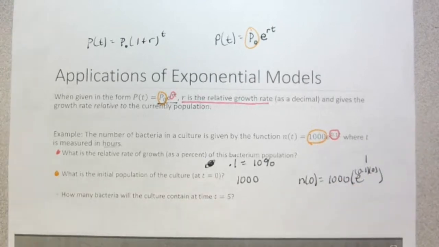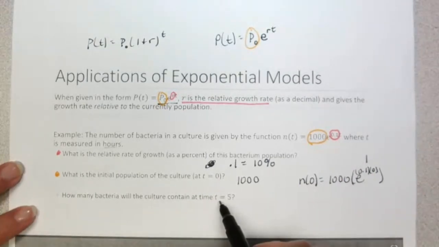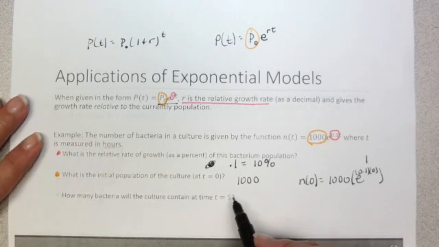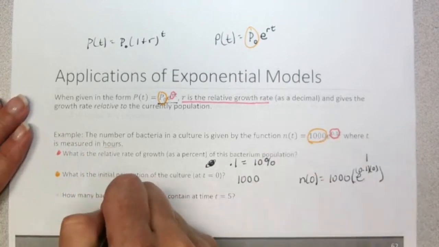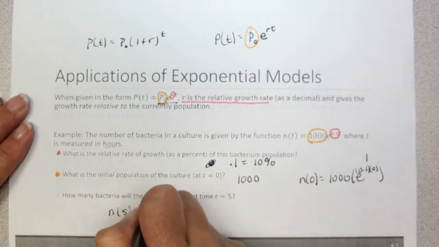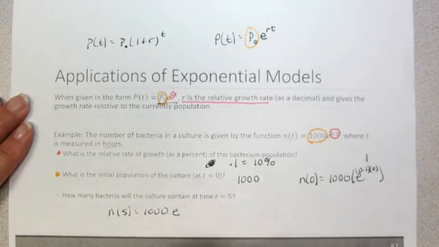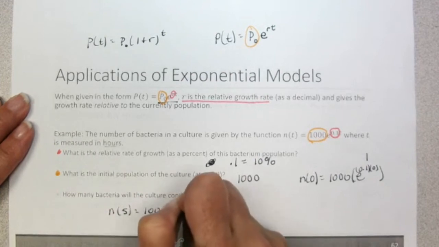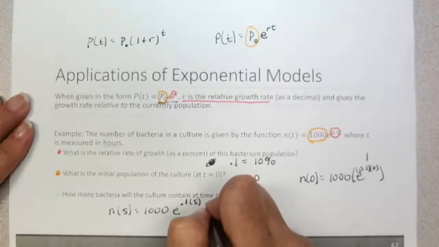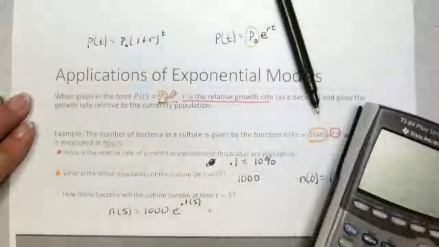All right, the last question here: how many bacteria will that culture contain at t equals 5 hours? After 5 hours, we're going to find n of 5. We'll just plug 5 in for t. So that's going to be 1,000 e to the 0.1 times 5. And our calculator will tell us what that is.